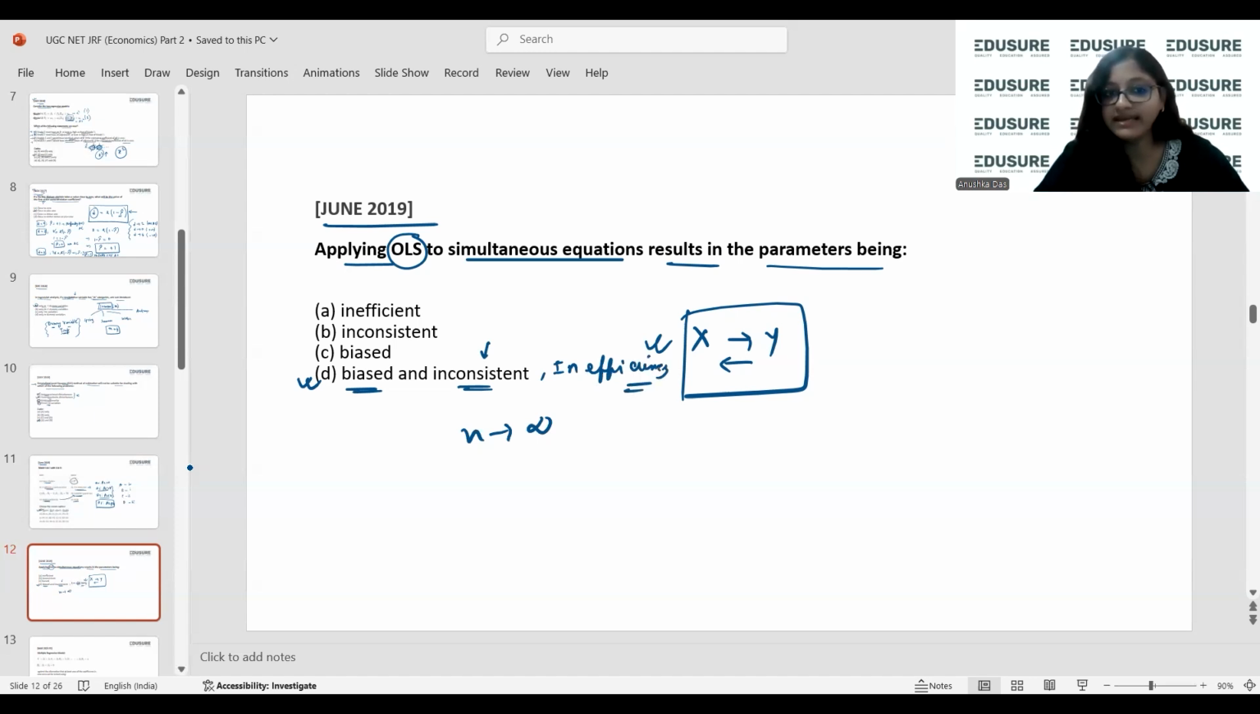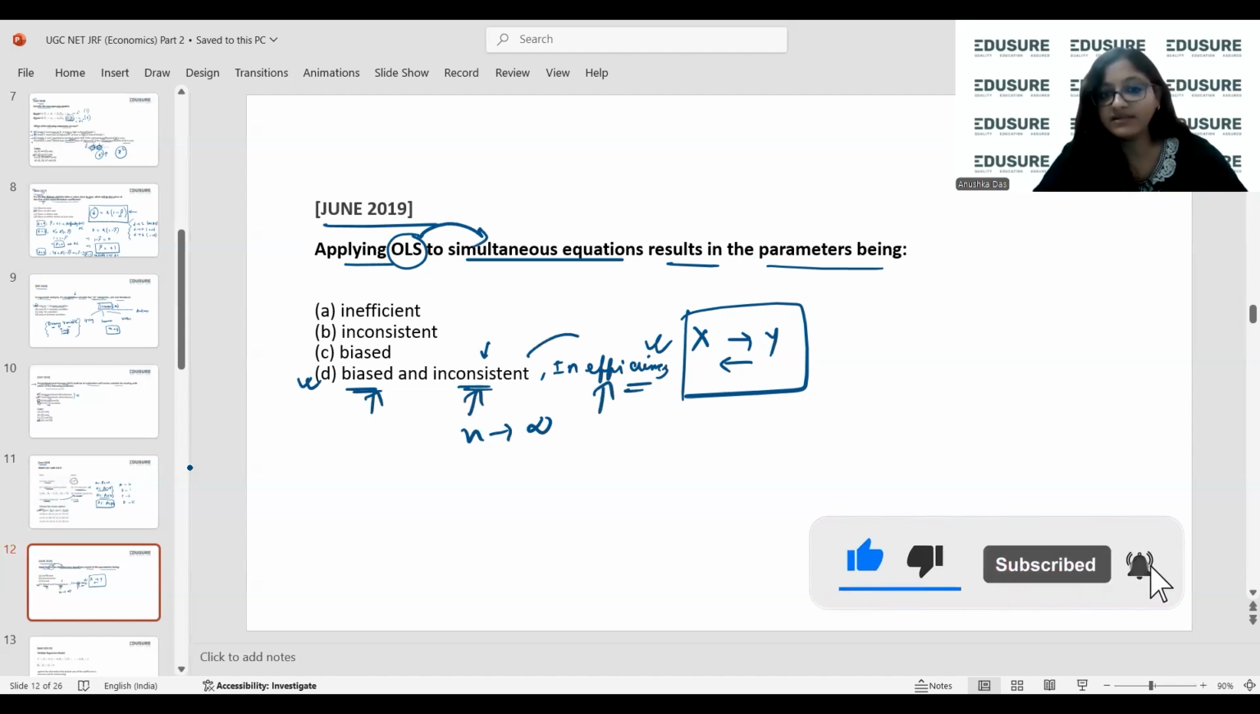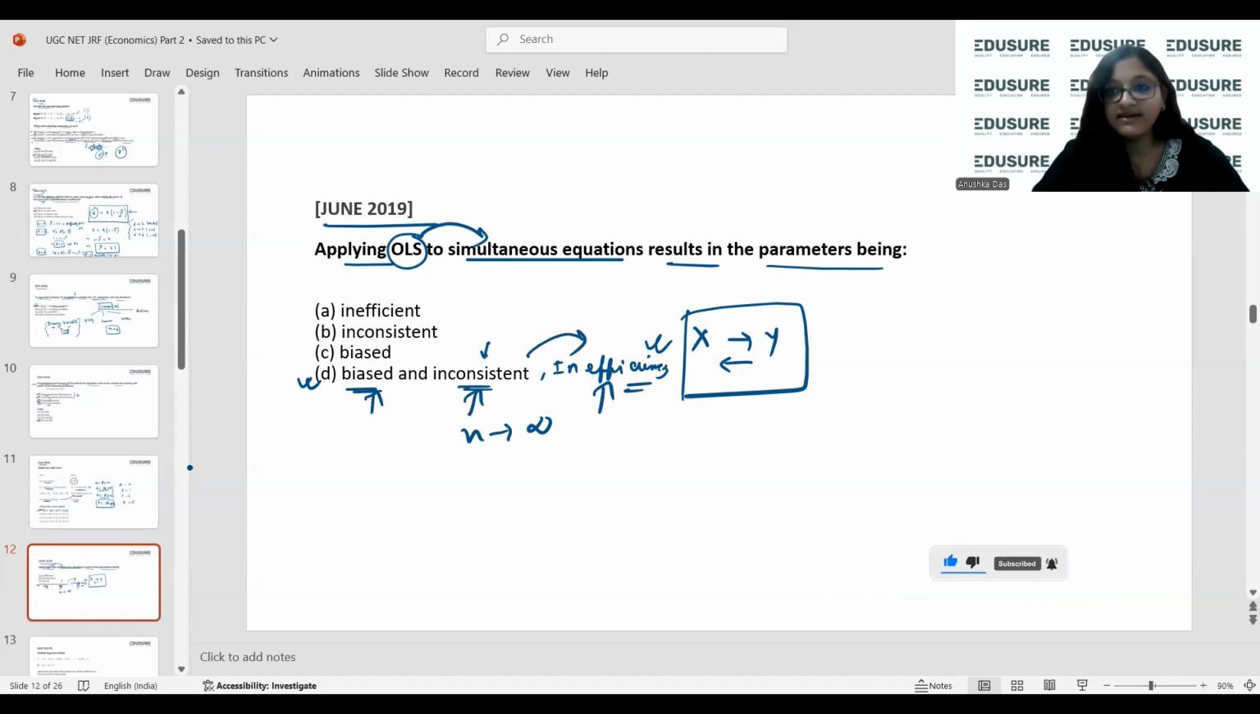So just remember this thing. Applying OLS to simultaneous equation leads to biasedness of the estimator, inconsistency, and that will again reinforce inefficiency in your model. So you can never ever apply OLS to the simultaneous equation model.